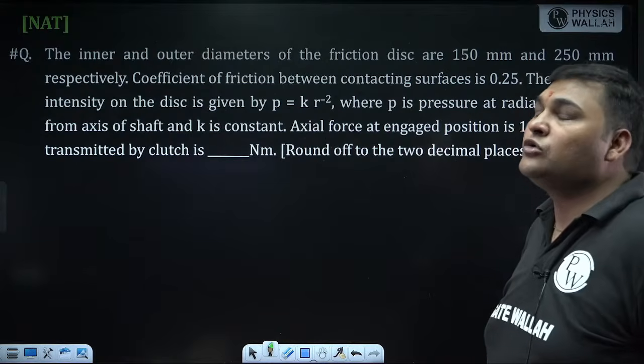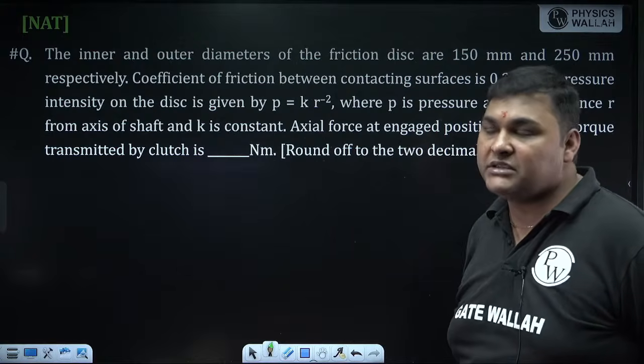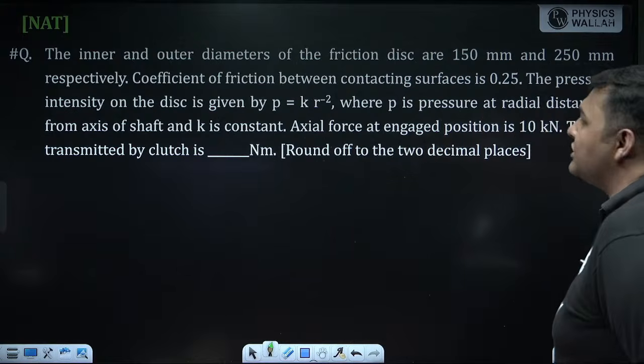So here you need not use any theory. We'll solve the problem by integration. See what this question is saying. This is a very good question.